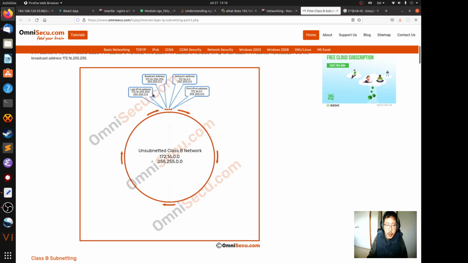Can you remember what the default subnet mask is for Class A? It was 255.0.0.0. That's the difference. If it's unsubnetted, as we see here, you start from here, and there's the network address. All these are usable IPs, then the last usable IP address, and it ends with the broadcast address.